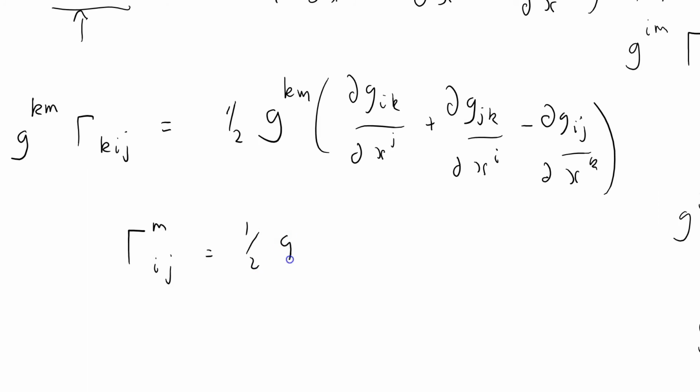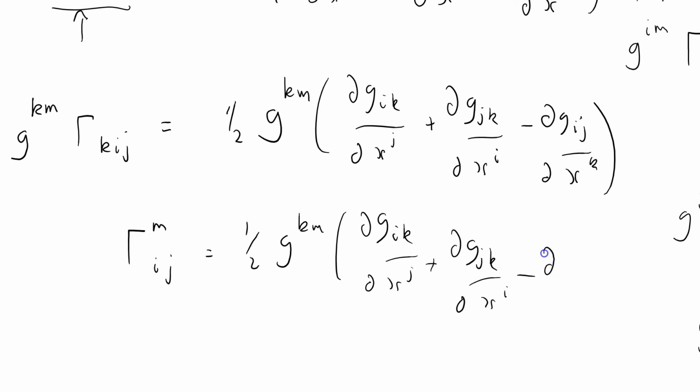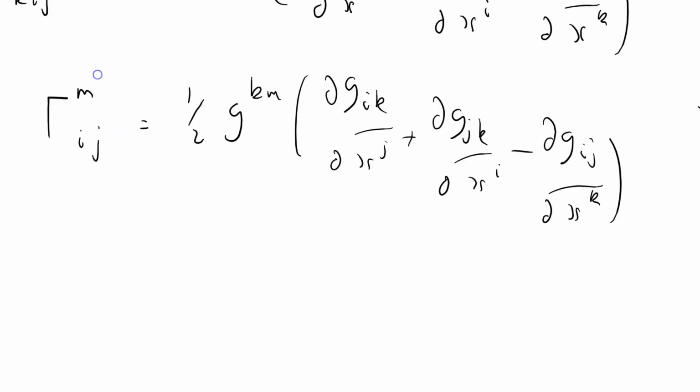a half g km di g ik by di x j plus di g jk by di x i minus di g ij by di x k. Contracted over k. You don't normally write it like this. You normally write it in slightly different notation. You just change the index names. So I'm going to write it. You normally write it like that. Oh, you can do it how you like.